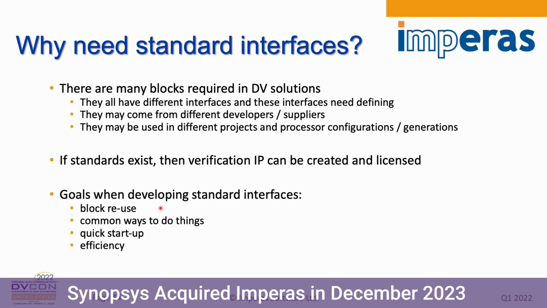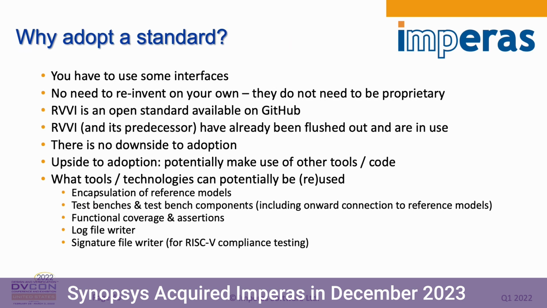You can reuse blocks. There are common ways to do things. You can start up very quickly and be much more efficient. So there are lots of goals for why you need standards, and you need to think about them when developing standards. And if there are standards, why would you adopt them? Well, you have to have some interfaces, and they do not need to be proprietary. You don't need to have your own interface. You could use a standard interface and build your own technologies around it.